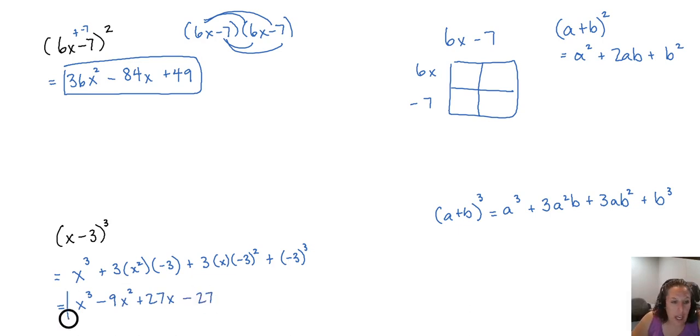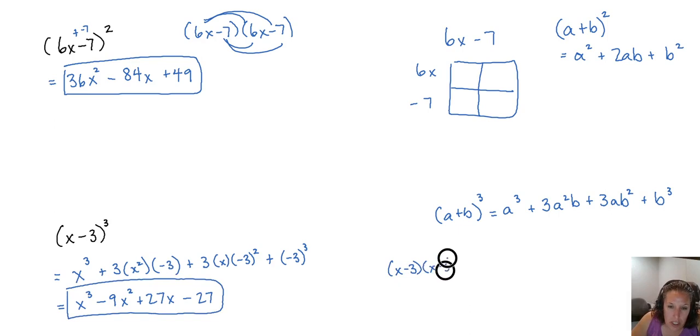And that is the same thing that you would get if you did your binomial x minus 3 times x minus 3 and multiplied that out. You get x squared minus 2 times x times negative 3, so minus 6x plus 9, times x minus 3, and then multiply that one out like we did in the example above. It will all simplify down to this.